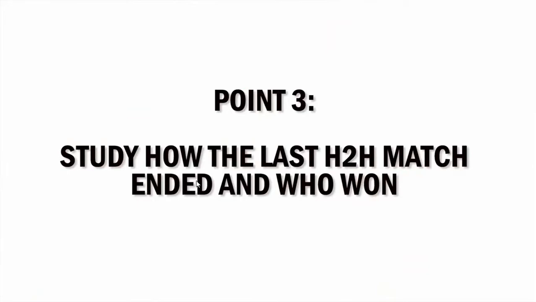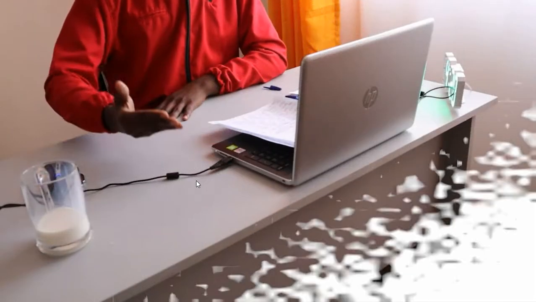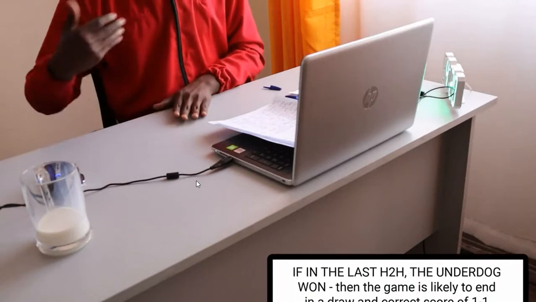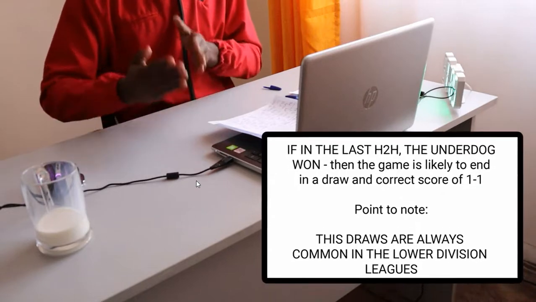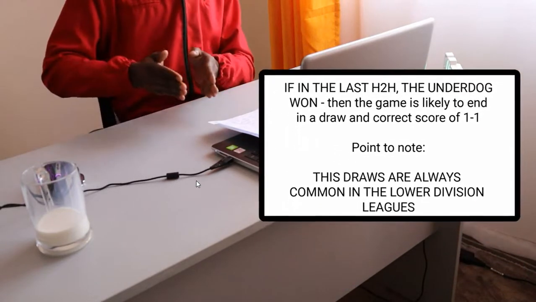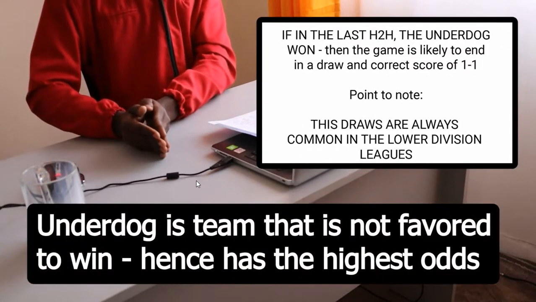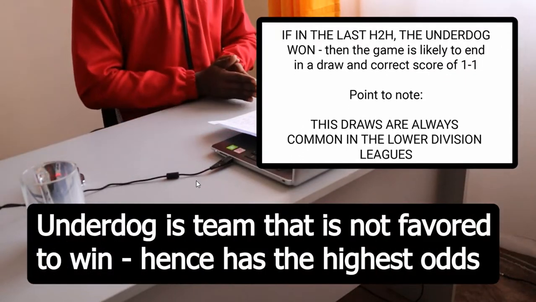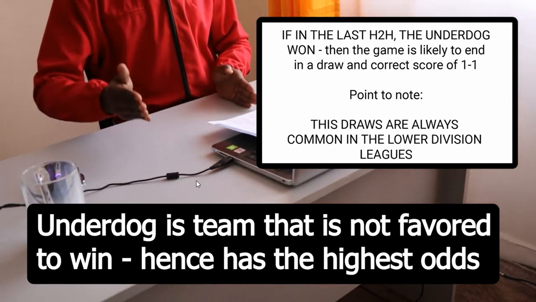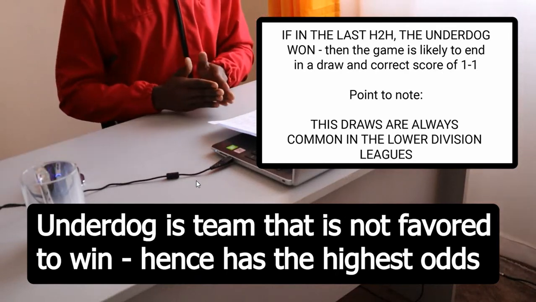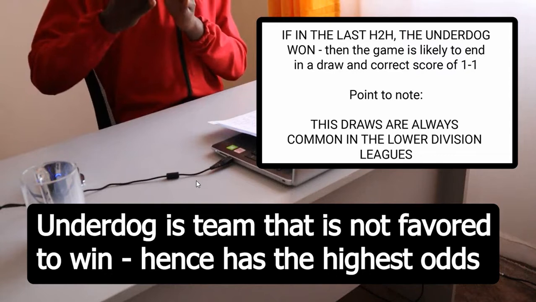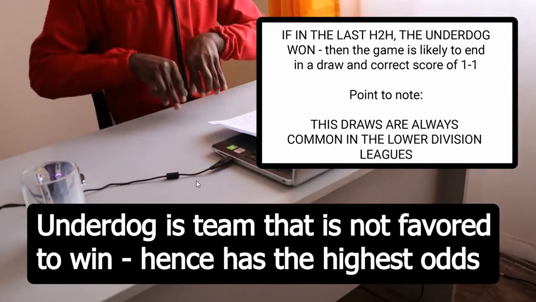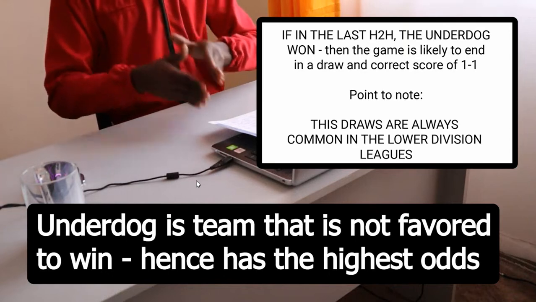So point 3 is you need to look at the head-to-head, the last head-to-head, and see how it ended. Which team won, and was the winning team an underdog or was the winning team the favorite? In the case whereby the last head-to-head was won by an underdog, then we have a higher chance of a draw occurring, and a draw of 1-1 more specifically. So in cases whereby we have the last head-to-head, the underdog winning, then a 1-1 correct score is very much possible in the next match that these two teams are playing against each other. So it is very much important to look at the head-to-head too and see whether it is the underdog or the favorite that won.